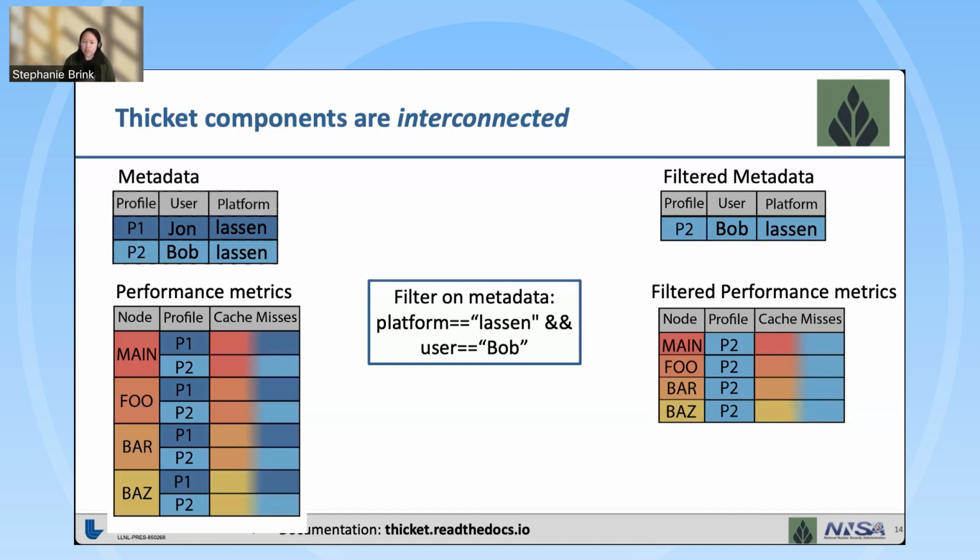So you don't have to keep record in your directory structures or in notes on your machine of which sets of profiles were generated when, or within a particular platform or a particular user, for example. If you have all the metadata that's generated in the profile itself, then you can filter and organize your profiles within Python and using Thicket.